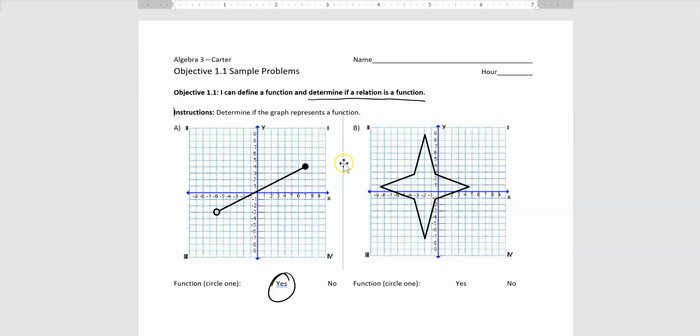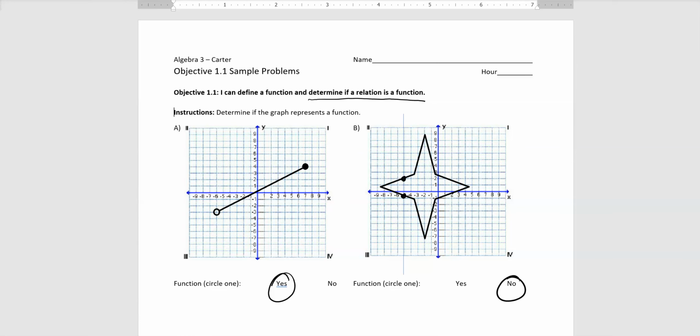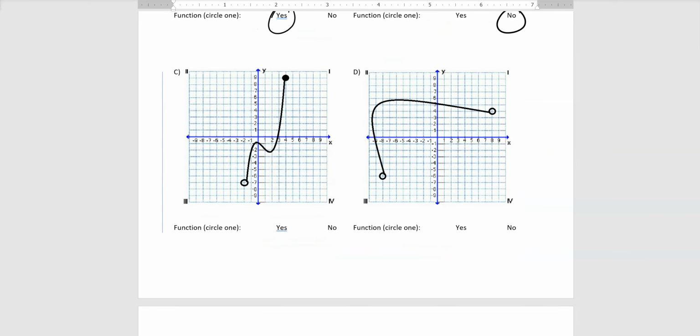For letter B, however, notice if I take it across, I'm touching multiple parts of the function. Do we see that? Let's say -5 is my input here. If -5 is my input, I'm touching the function here and here. That tells me then that this is not a function. Okay, let's scroll down and look at C and D as well.